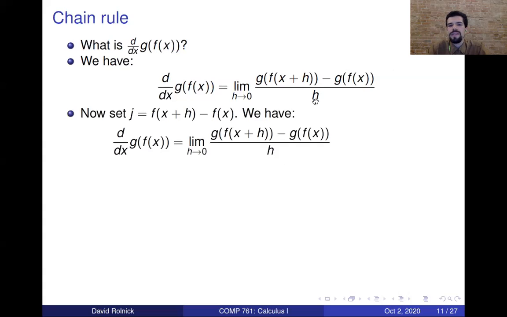Let's do it a slightly different way. This is a suggestion of looking at f of x plus h minus f of x. So let's set j equal to this. Then if we take what we had before, we can rewrite it as just the limit as j goes to 0, because we know that this is going to go to 0 as h goes to 0. So the limit is the same limit, just h goes to 0 or j goes to 0.